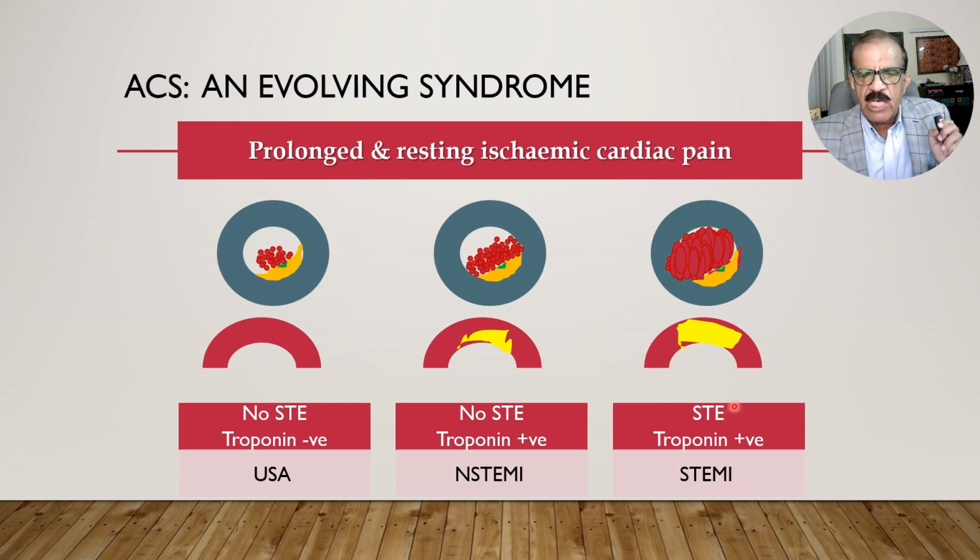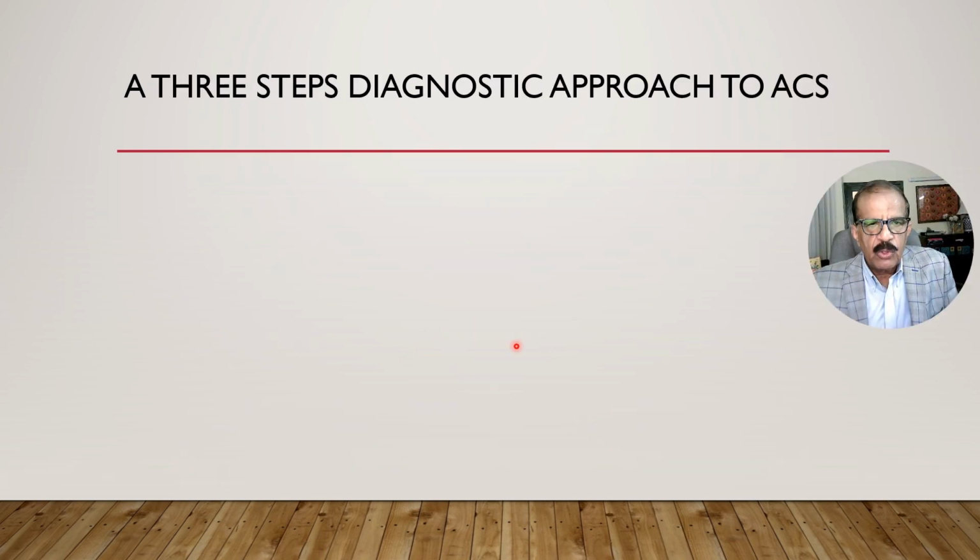So just these 3 tools, history, ECG and troponins, you are able to differentiate between 3 subtypes of acute coronary syndrome. And it is important to differentiate between the 3 because the prognosis and the immediate treatment may be different. So this is the three-step approach. I'm going to sum it up again.